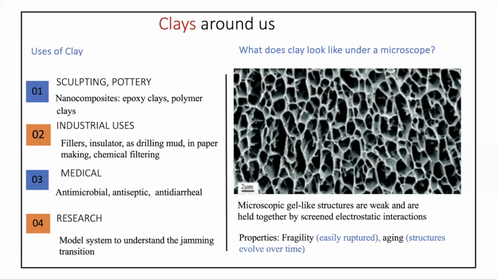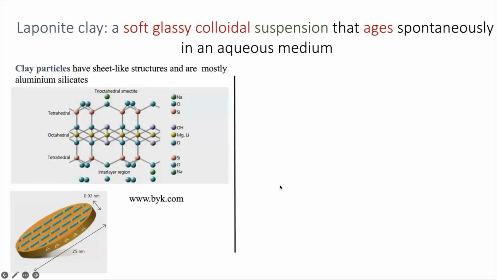So the two main properties of clay are the following. One is that it is a very fragile gel. It can be very, very easily ruptured because there are no physical contacts, but it is held together just by these screened electrostatic interactions. And the other very interesting property is that the gels age. That is, their structures evolve over time. So in the next few slides, I'll tell you why this aging happens.